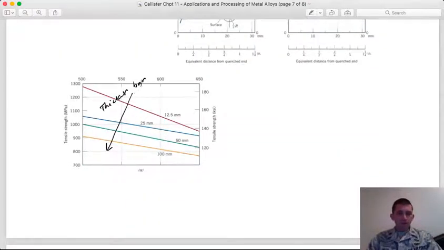And the tensile strength, so as I go to a thicker and thicker bar, right, so that's what these numbers are, we have a bar that goes from 12.5 millimeters to 100 millimeters. As we're going to a thicker bar, we're going down in tensile strength because I'm not able to quench the center of that bar to the same hardness as the bar gets thicker.